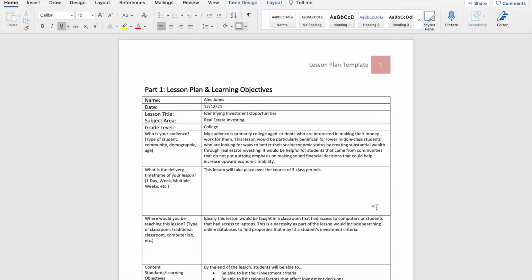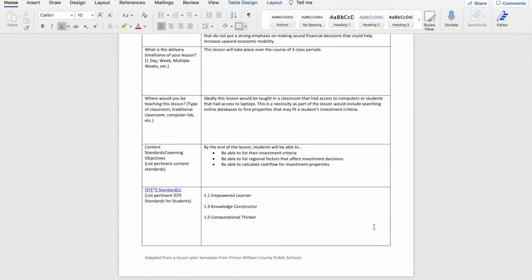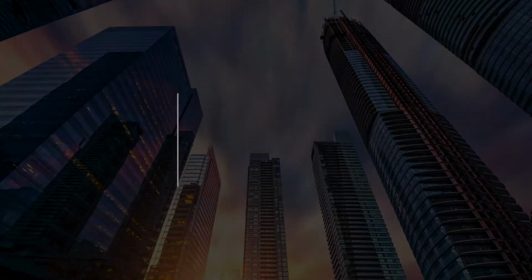This class would ideally be taught in a classroom that was either some sort of computer lab or where students could bring in their own laptop, because it's going to be necessary to do some online research for the classwork. My 3 learning objectives are: students will be able to list their investment criteria, list regional factors that affect investment decisions, and calculate cash flow for investment properties.